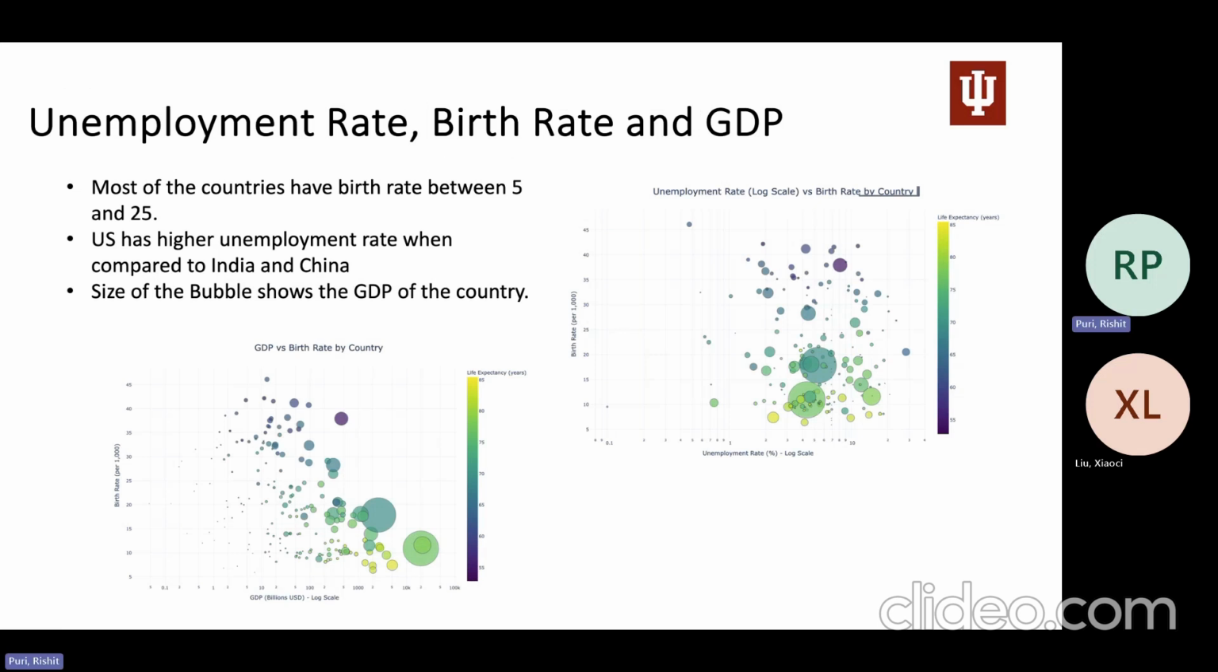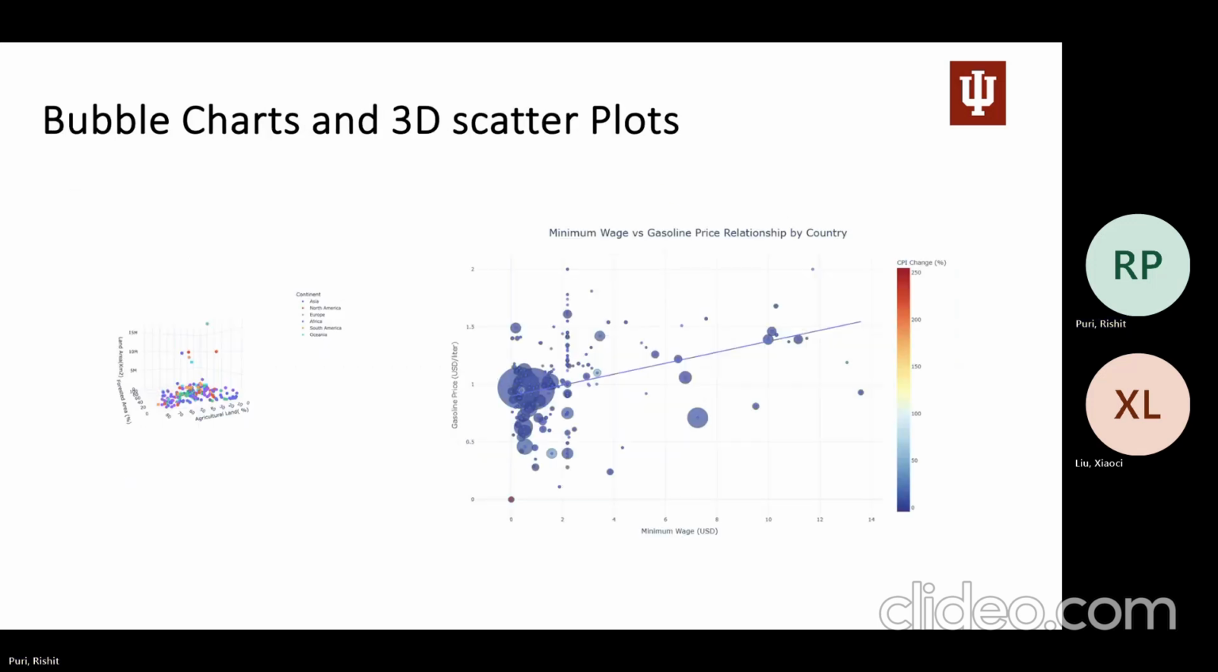Similar to the previous visualizations, we also had visualizations involving unemployment rate, birth rate, and GDP. From the plots, it can be seen that most of the countries had birth rate between 5 and 25. US had higher unemployment rate when compared to India and China, which was quite surprising. And even in these plots, the size of the bubble shows the GDP of the country. For better visualization purpose, the x-axis was converted into a log scale. Moving on, in this particular slide, we are showing a visualization using bubble charts and 3D scatter plots.